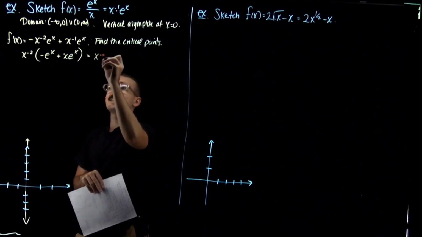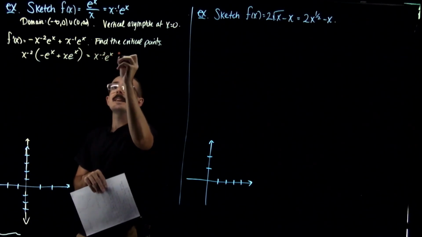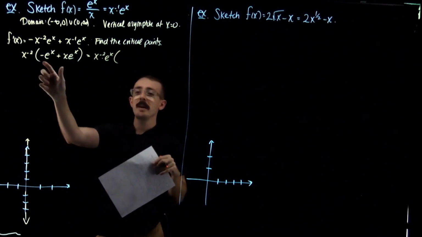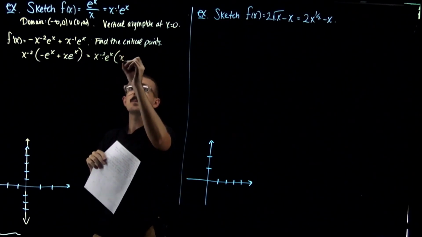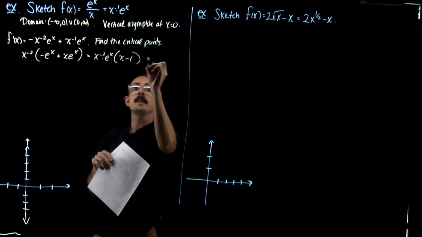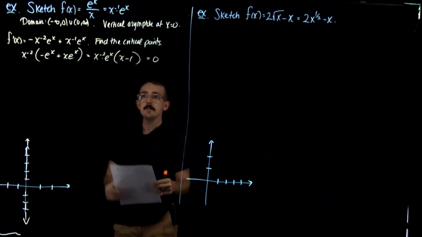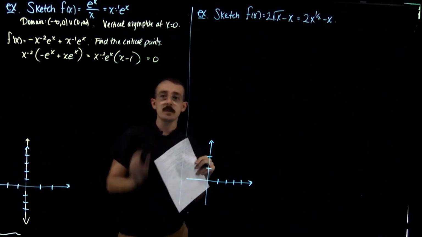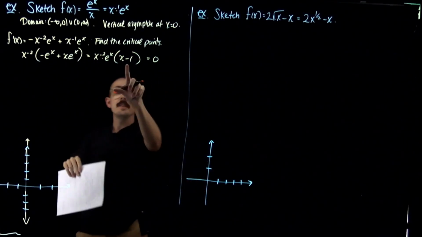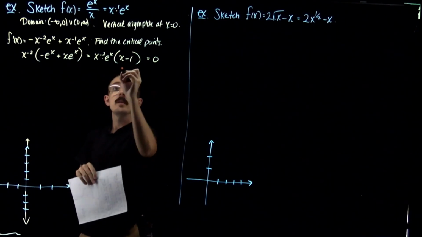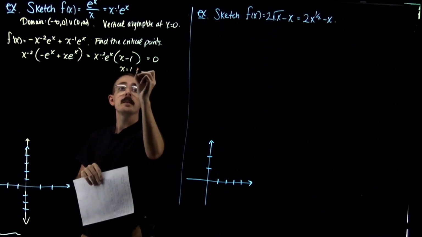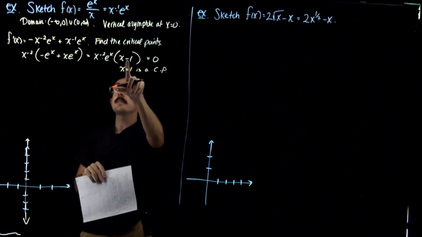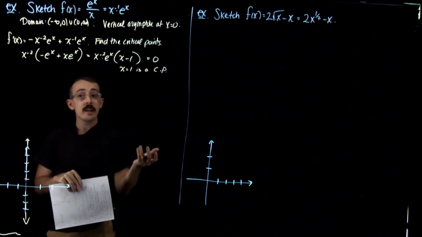So I'm going to get x to the -2 times e to the x times, I'm going to switch the order of this because I don't like the minus signs first, so we're going to get x minus 1. And I'm going to set this equal to 0. So the question is, can I get any of these to equal 0? Well, this one right here I can. So x equals 1 is a critical point, because that'll make the first derivative 0. Are there any other ones?